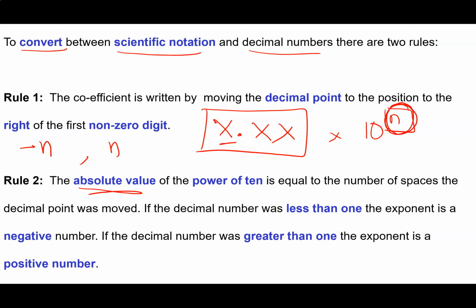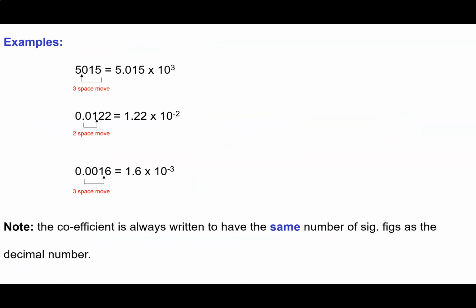And how you're going to decide that is really easy. If the number that you started with was less than 1, then your exponent is a negative number. And if the number you started with was greater than 1, then the exponent is a positive number. So it's pretty easy going. So we'll give a couple of examples now.